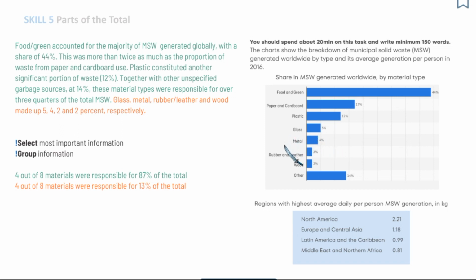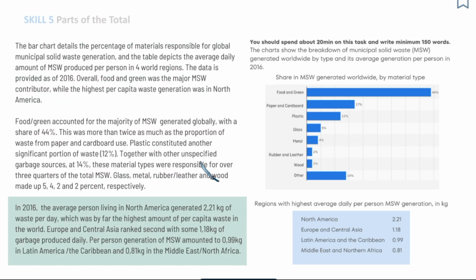The remaining materials, metal, glass, rubber and leather, and wood, they only made up 13% of the total. So for them, I only have one little sentence at the end of the paragraph. And talking about grouping information, I have grouped all of these 4 materials in one sentence using the word respectively. So do remember that you need to show your ability to select information and to group information.